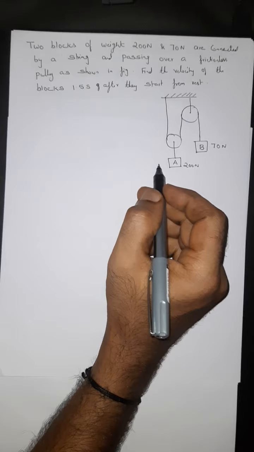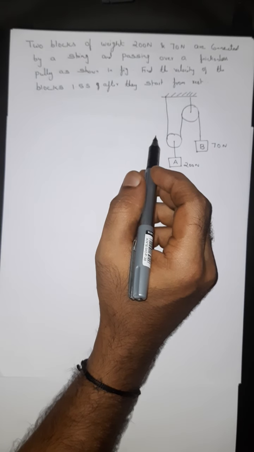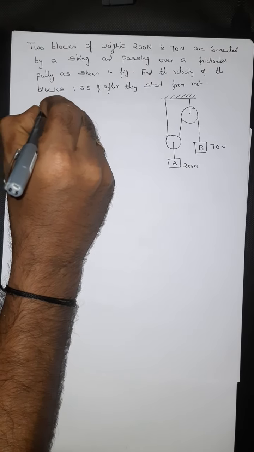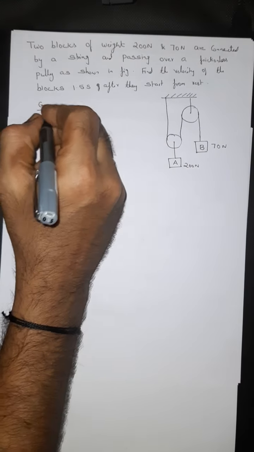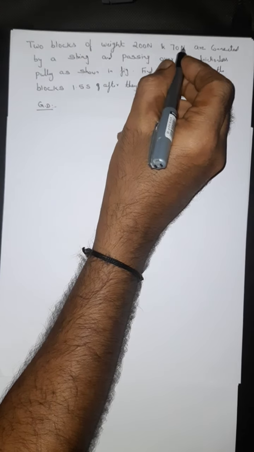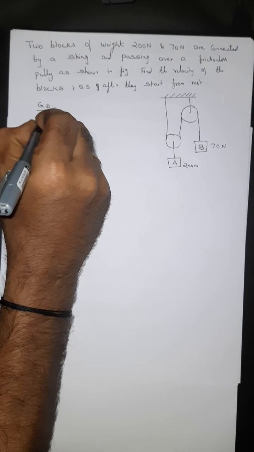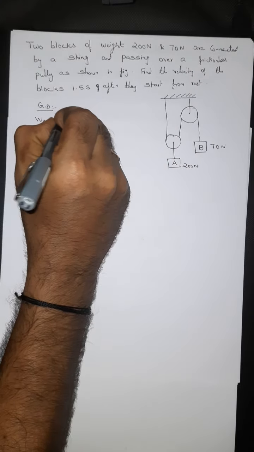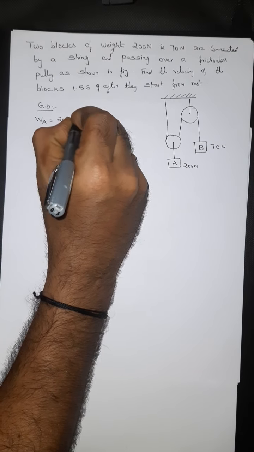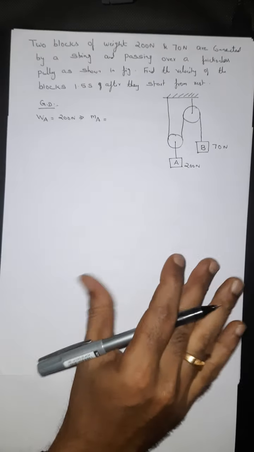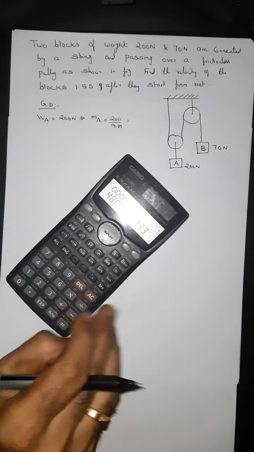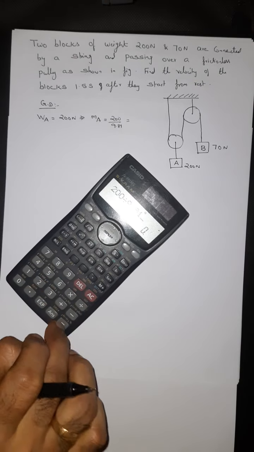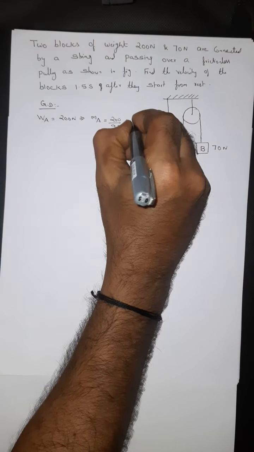So for this session, I am going to solve a problem by using the principle of impulse and momentum. Let me extract the data from the given problem first. Two blocks of weight 200 Newton and 70 Newton. WA, which is the weight of block A, is 200 Newton. Therefore, mass of block A is 200 divided by 9.81, which works out to 20.39 kg.